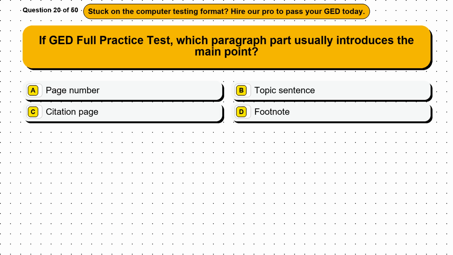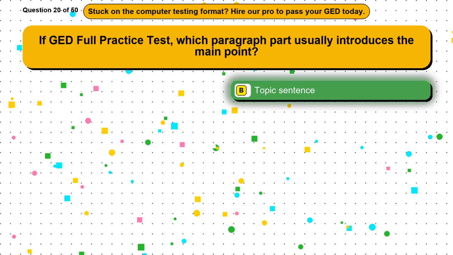Question 20. If GED Full Practice Test, which paragraph part usually introduces the main point? Option A. Page number. Option B. Topic sentence. Option C. Citation page. Option D. Footnote. The correct answer is option B.